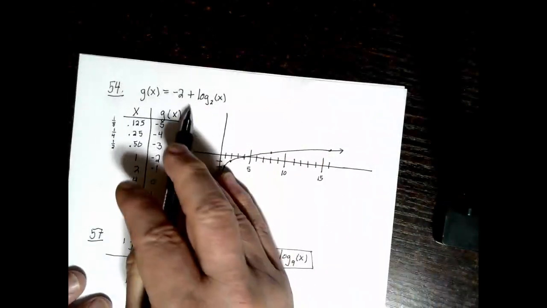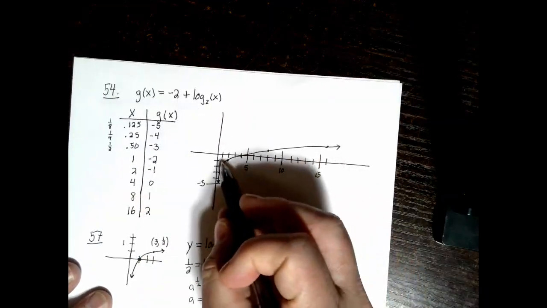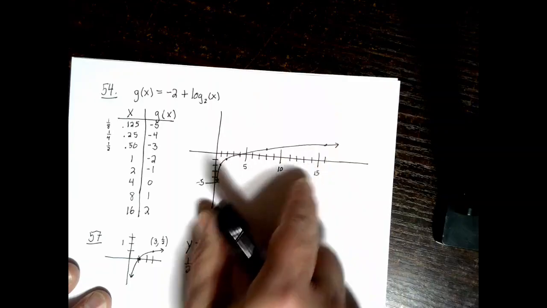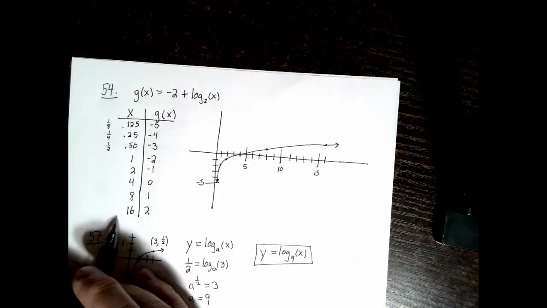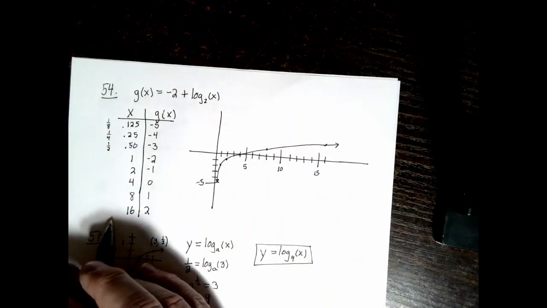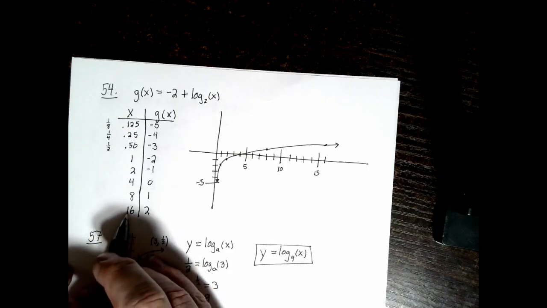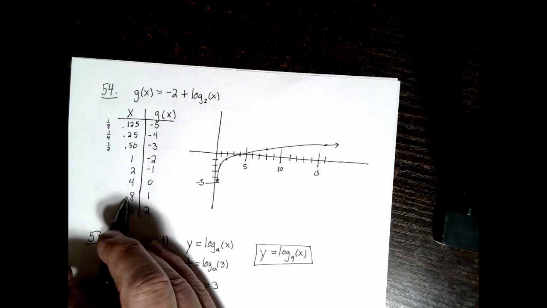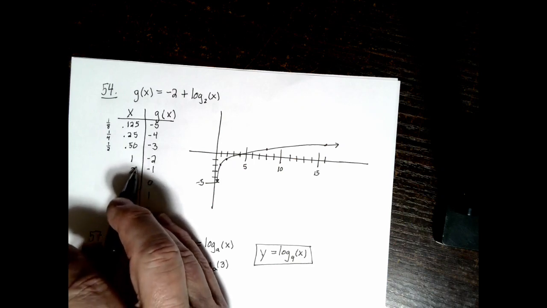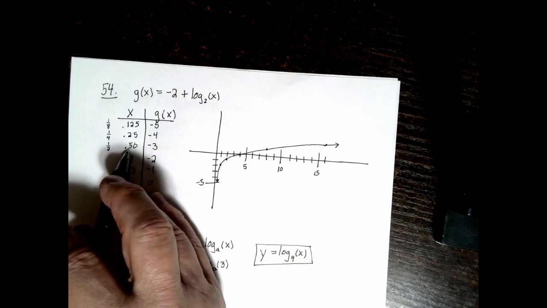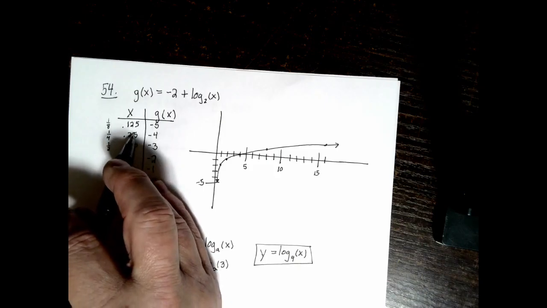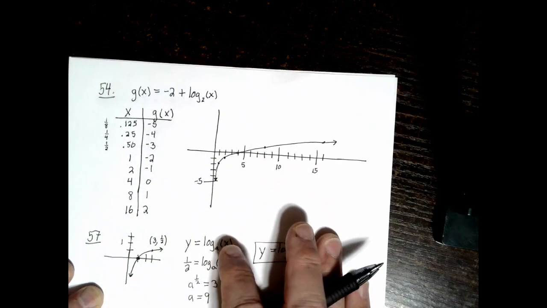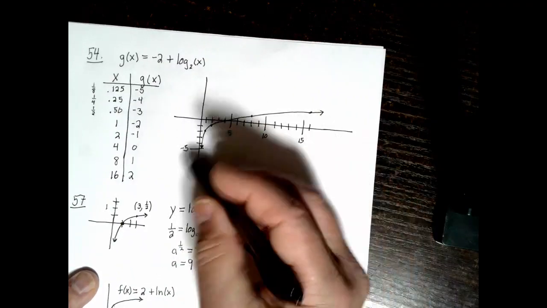Start with log base 2 of x, crosses at 1, 0, and then you bring it down 2 units. Now if you want to know what these values are, you pick values for x that are powers of 2. So 2 to the 4, 2 to the 3, 2 to the 2, 2 to the 1, 2 to the 0, 2 to the minus 1, 2 to the minus 2, 2 to the minus 3. And that gives you nice numbers for g. And you can graph that there.